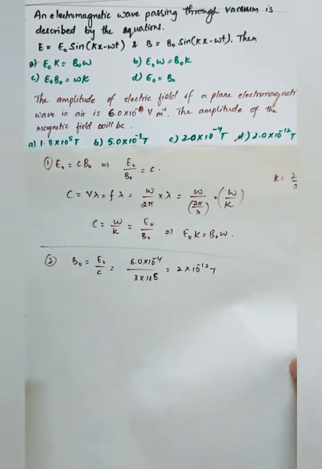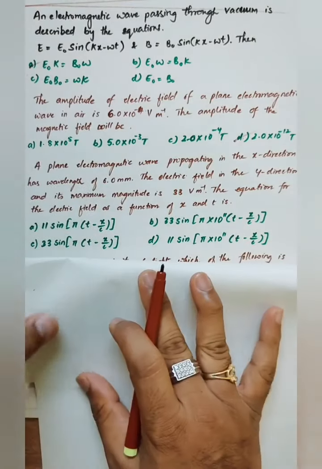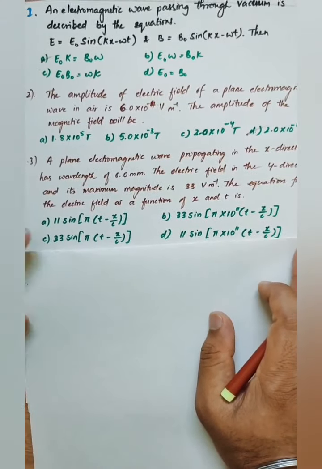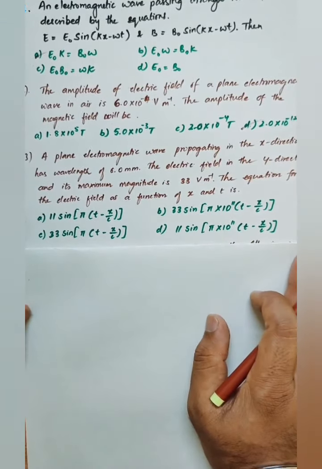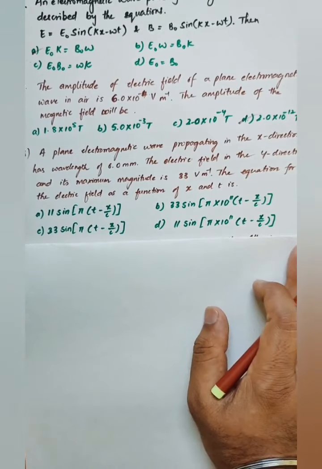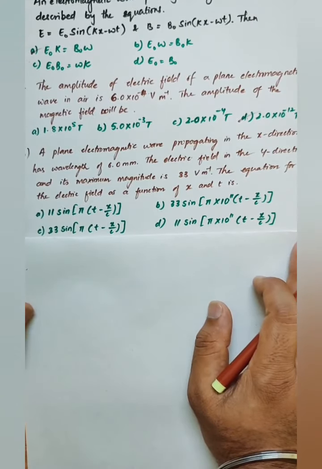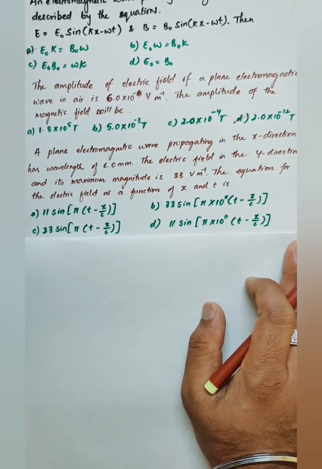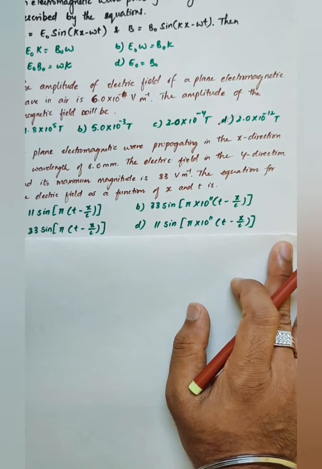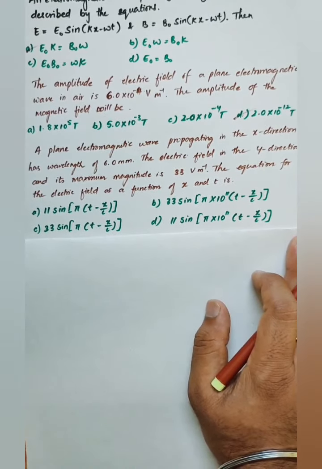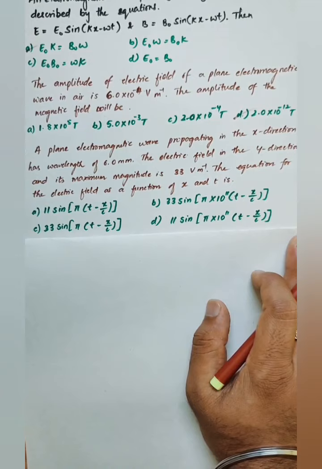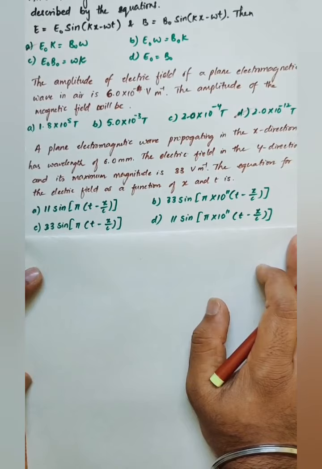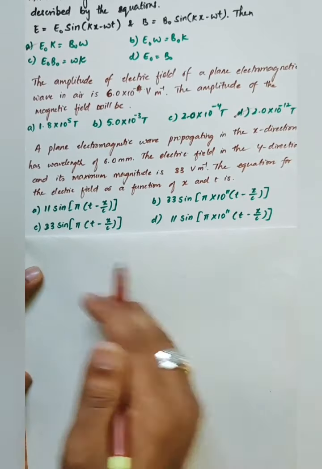Okay, so next question. It's like this. A plane electromagnetic wave propagating in x direction has wavelength of 6.0 millimeter. The electric field is in the y direction and its maximum amplitude is 33 volt per meter. The equation for electric field as a function of x and t is, very important question. We have to find the equation for electric field.